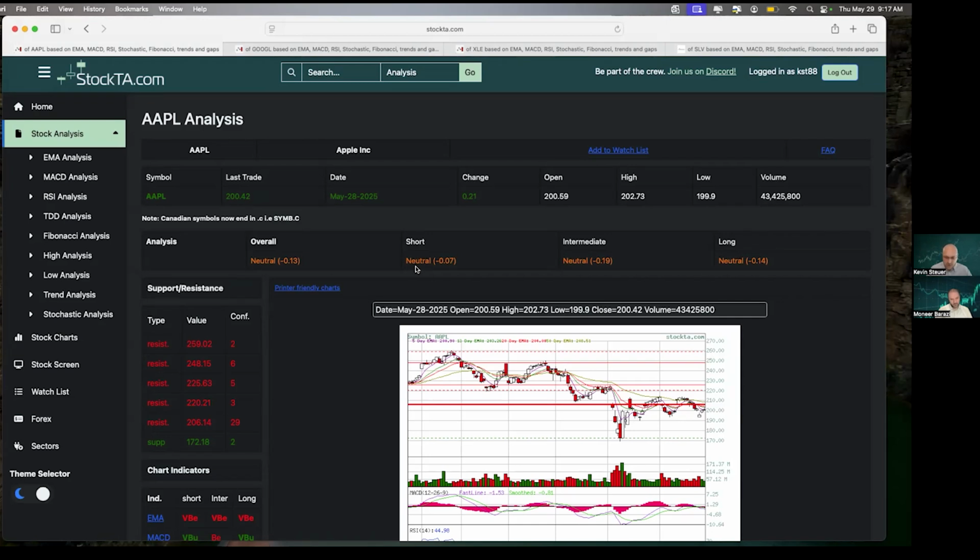And our timeframes are: short is 30 days or less, intermediate is 30 to 60 days, and then long is 120 days. So it really caters to different kinds of traders. If you're short term or long term or a swing trader, you can look at the different trend scores for what time period you want to get a better understanding of how the stock is performing.